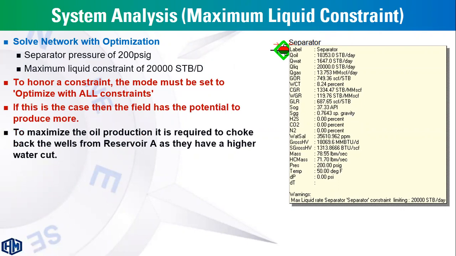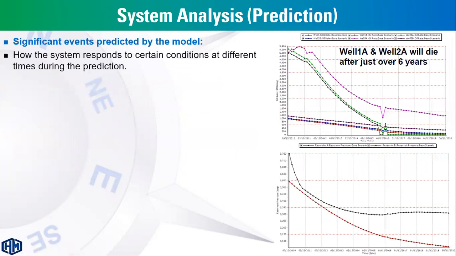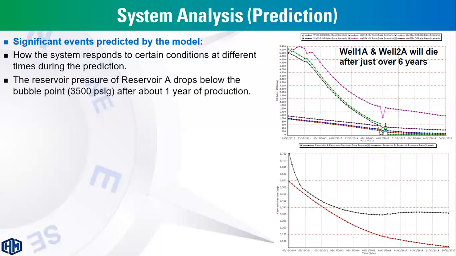If you look at the detailed results of this model, with just 3 minutes to end this session, in reservoir A we have a high water cut. So the second scenario will be applied right here, which is to apply prediction for the wells. As you can see, wells 1A and 2A stop production after 6 years of production in reservoir A, due to the drop of reservoir pressure below the bubble point pressure after 1 year of production. This is the reservoir pressure of reservoir A in red.